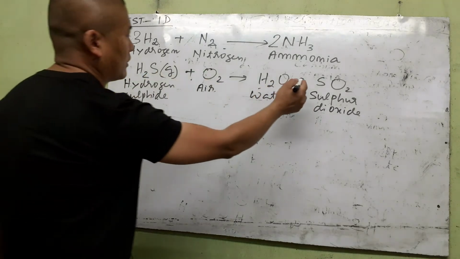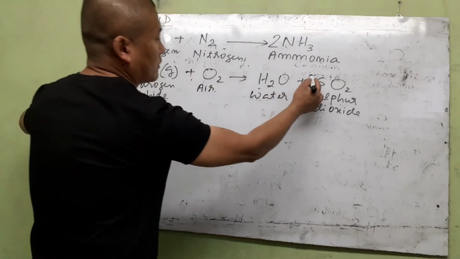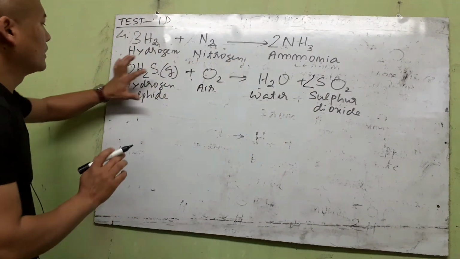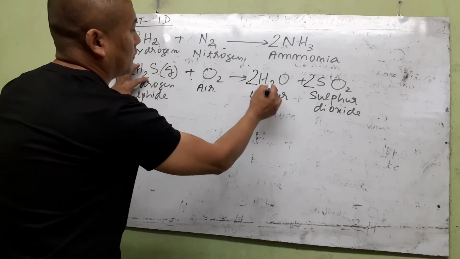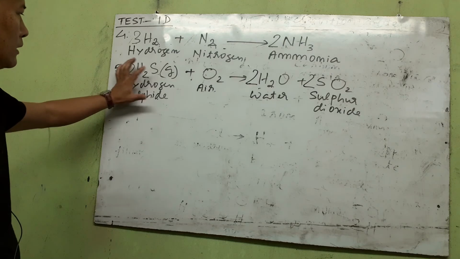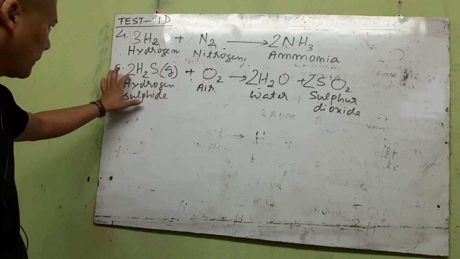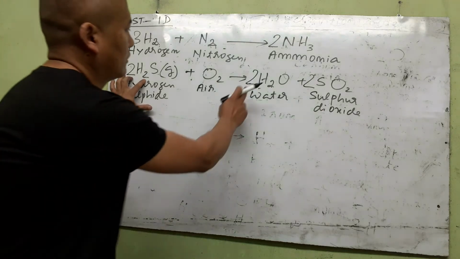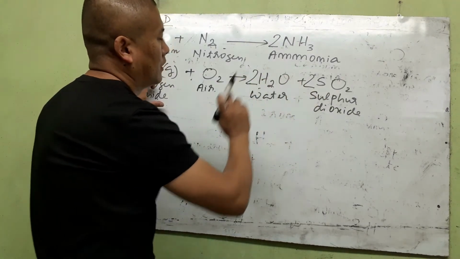Let us put 2S here, here also 2S. 2 1s are 2S. Then 2 2s are 4H. So let's start balancing with S and then go to H. Balancing O last is easier, I think, in this equation. So 2 2s are 4H on both sides, and 2 1s are 2S on both sides.